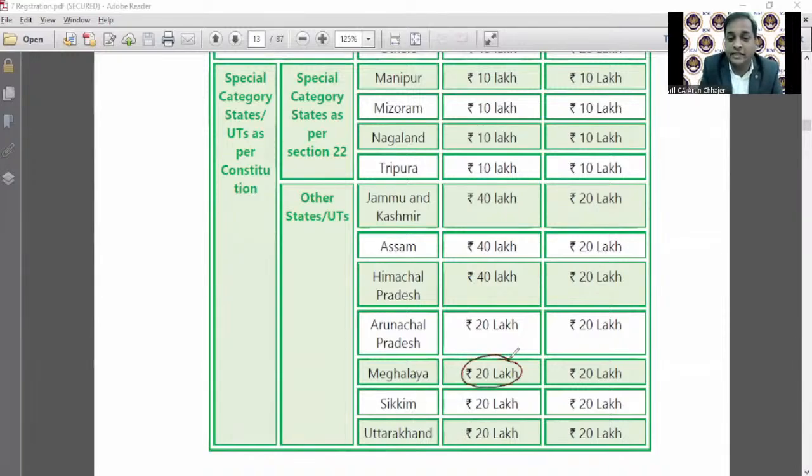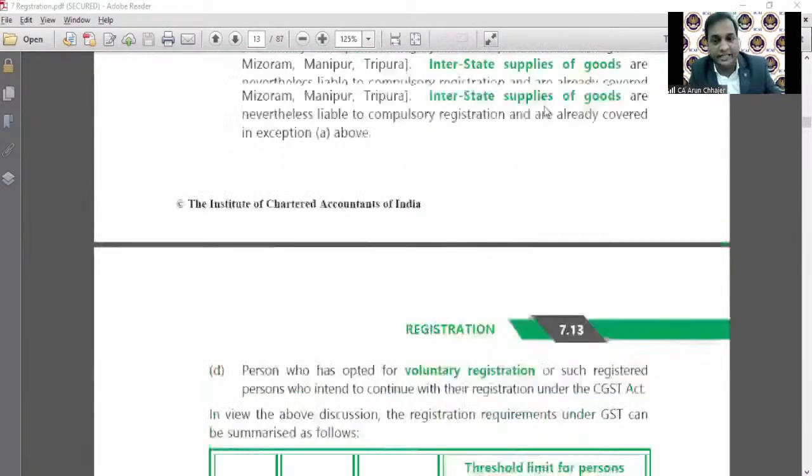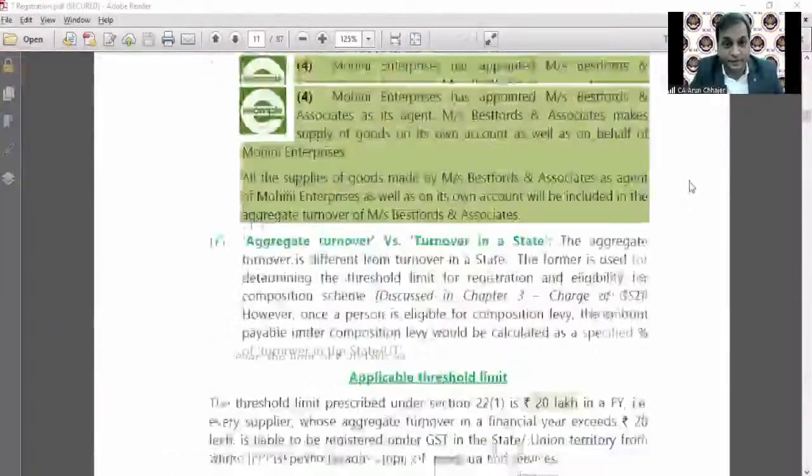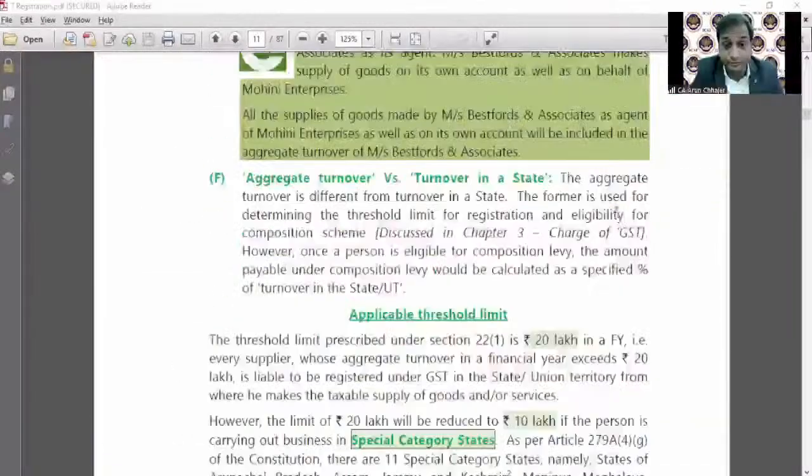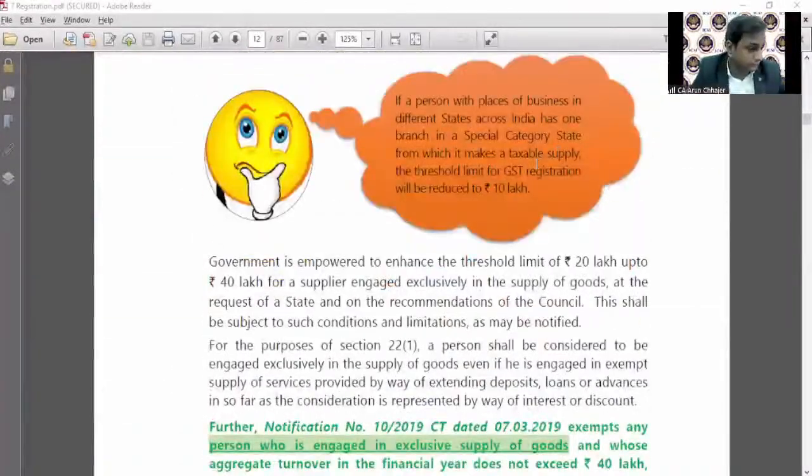Sir, it is 20. In this case, the turnover is 13 lakh, which is less than 20 lakh, so not required to take registration. Meghalaya limit is 20, not exceeding, not required to take compulsory registration. Just give me your confirmation so that I can move to the next point. Yes. Excellent. Right, Nidhi, Vivek, absolutely correct.